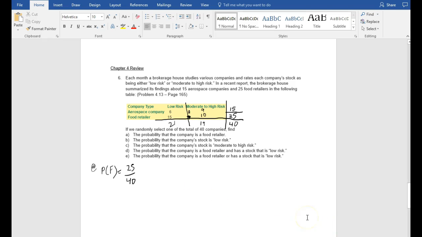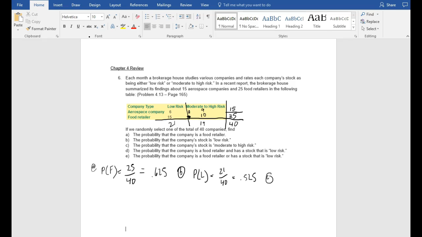So, okay, we just covered A. We got 25 over 40, which we do the math, and it is 0.625. We go on to B, the probability that the company's stock is low risk, so the probability of L. That's going to be the marginal frequency of low risk, which is 21 over the total of 40. So 21 over 40 is 0.525.